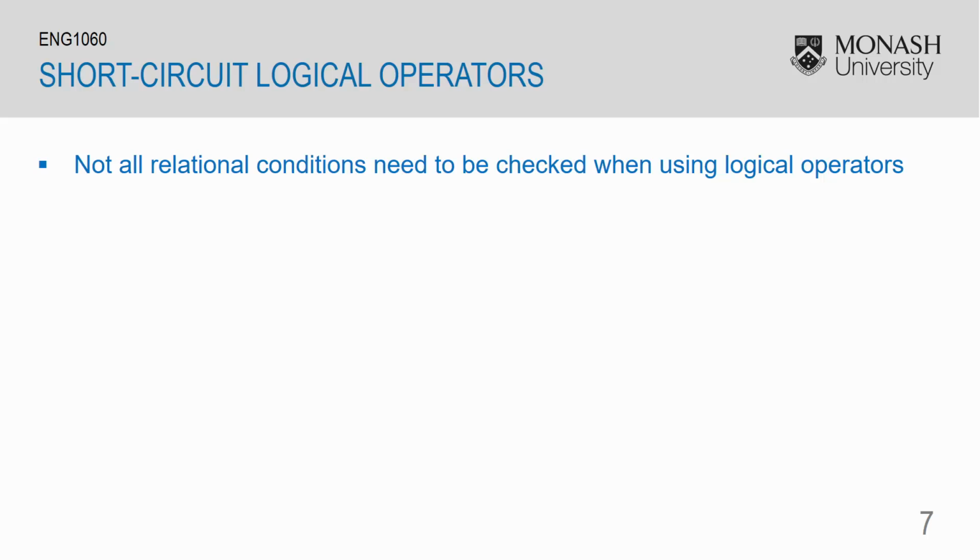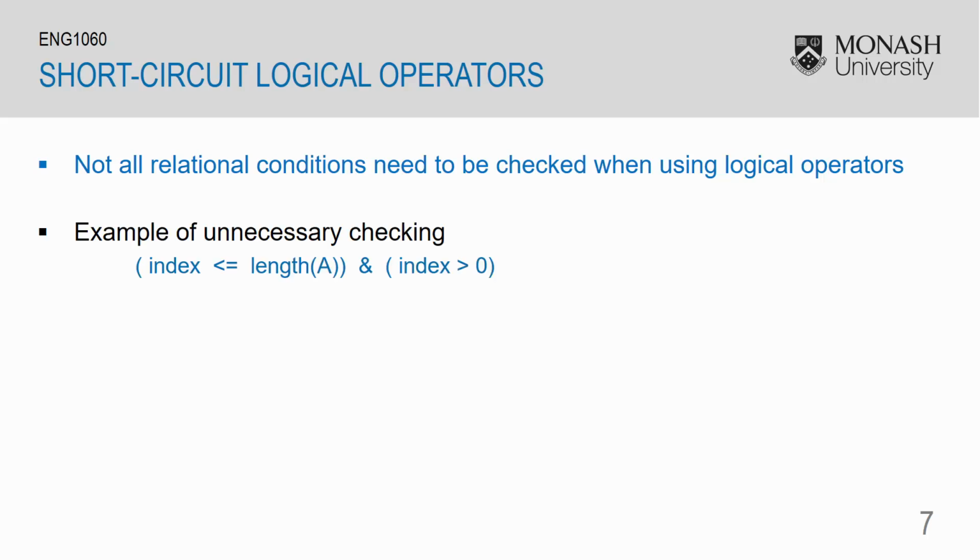Not all relational conditions need to be checked when using logical operators. And this is an example of unnecessary checking. So we have some index variable which contains a number, and we're checking whether it is less than the length of A and greater than 0. So let's assume that our index variable has a value of 11 and the length of A is equal to 4. Therefore, this statement here is false.